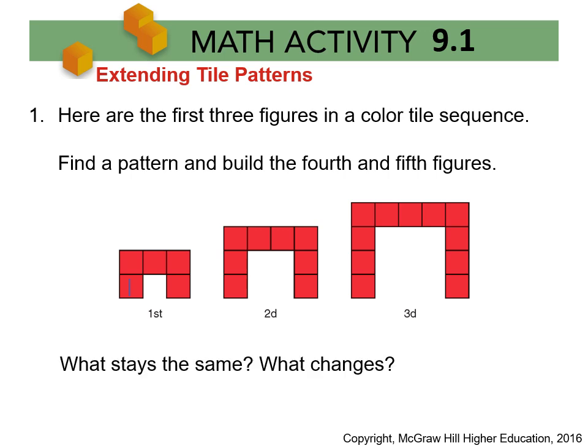Okay, so we want to think what stays the same and what changes. I noticed that they all have 2 corners. Then the first figure has 3 sets of 1: 1 on the left, 1 in the middle, and 1 on the right. The second figure has 3 sets of 2. The third figure has 3 sets of 3. So that's a pattern. 3 of the figure number in each figure.